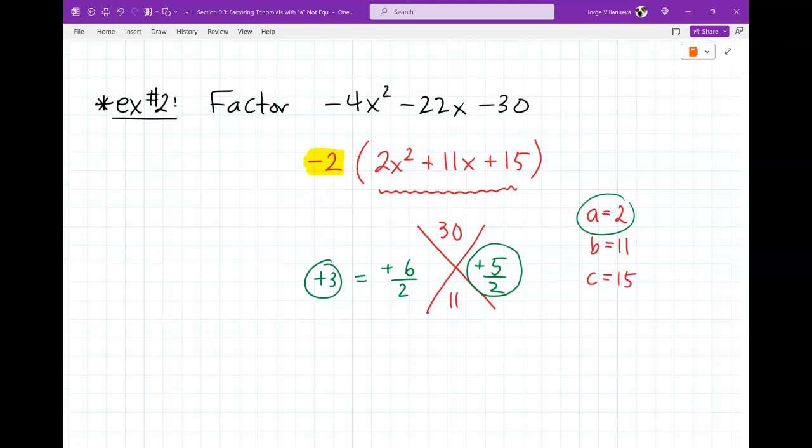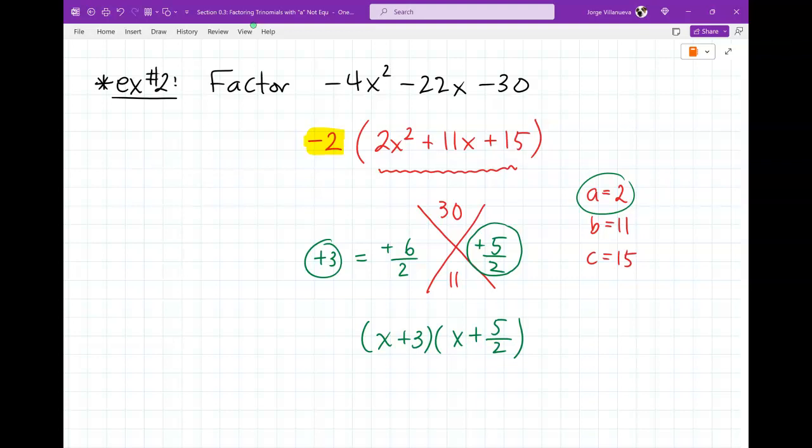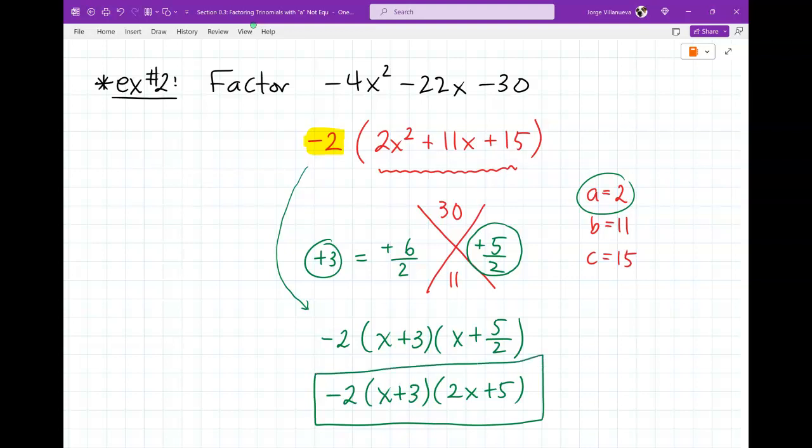And now I'm just going to write my answer, which would be x plus 3, x plus 5 halves. By the way, if you don't like to write that step and you just want to write 2x plus 5 immediately, go ahead. That's fine. And then don't forget about this minus 2, right? So the minus 2 goes there. Let me just do a real quick fix on the last factor. This will be a 2x plus 5, and I'm done. So there you go. This is what your homework is.